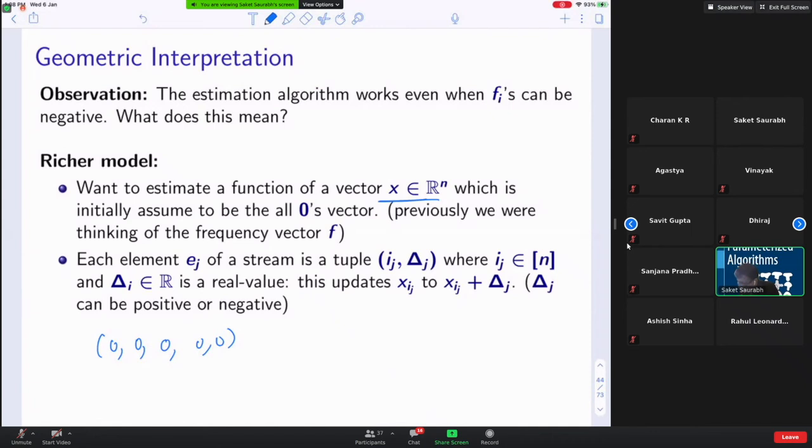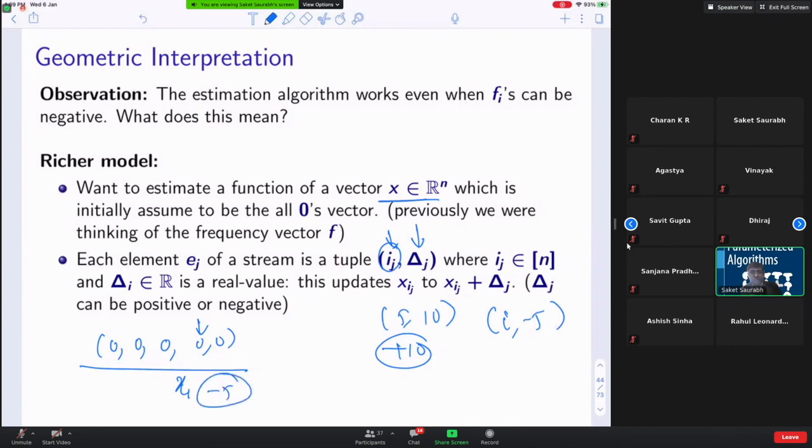And how do you make a change? Now you will give me a tuple. Basically this tells the index, and it tells me how much change I need to make. So for example, if I had 5 comma 10, what will that mean? You go to the 5th coordinate and add plus 10. Someone could have given me i comma minus 5. Then I will go to the i-th index, and someone is telling me to add minus 5.